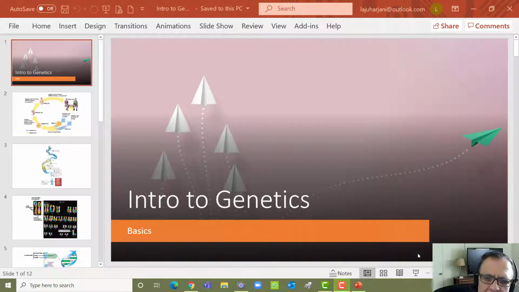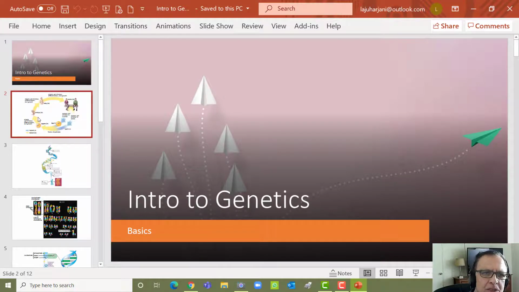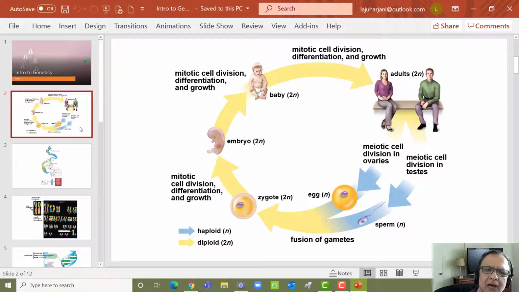Okay, so ladies and gentlemen, we are going to be talking about genetics, basics of genetics. So the basics of genetics go as follows. First, let's try and understand what we mean by genetics. Genetics is a way to understand how genes are passed on from one generation to another, and those genes are then responsible for transmitting different traits.